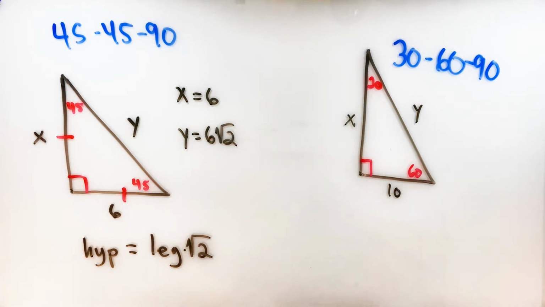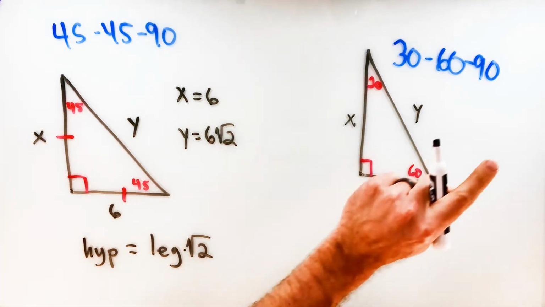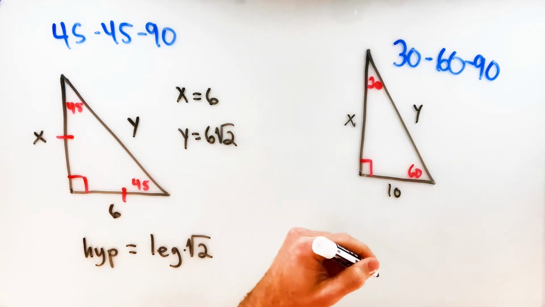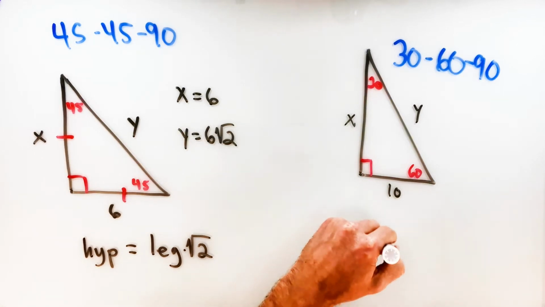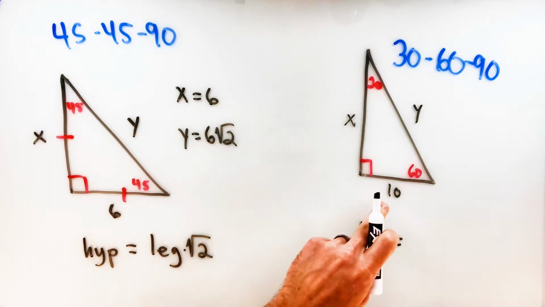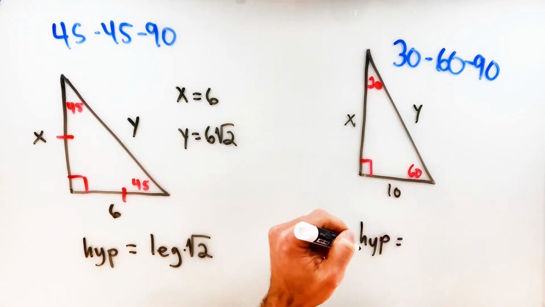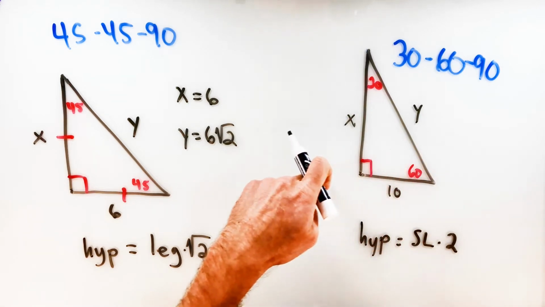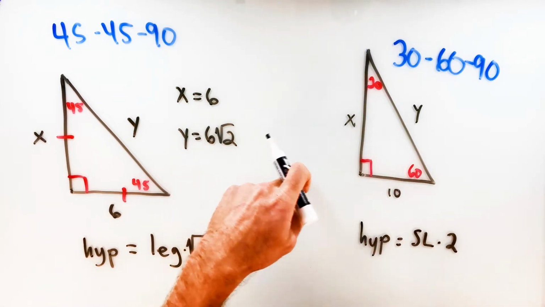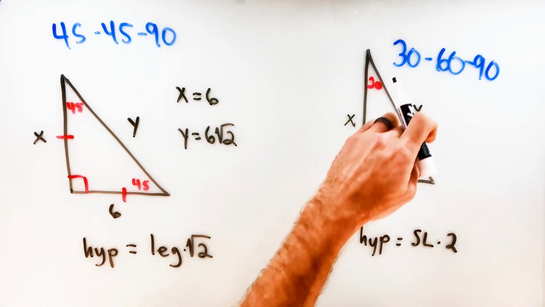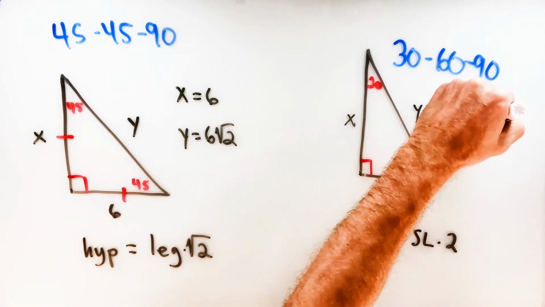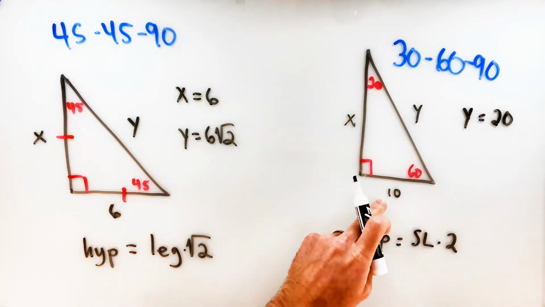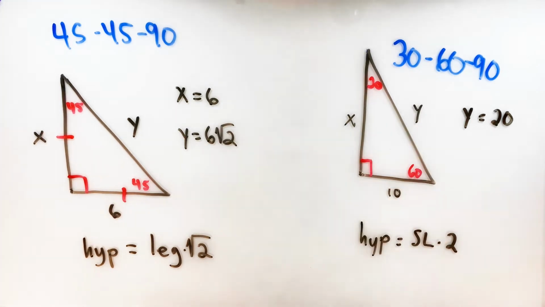So your rules for this one, if you don't remember, you can check that video right over there to give you the basics. But what we're looking at is to find the hypotenuse. All we have to do is take that short leg and double it. So the hypotenuse is equal to the short leg times 2. And again, that's because if the whole side of that equilateral triangle is known, that short leg is just half of it. So if I double that, that's going to get us the length of y, which is 10 times 2, that's 20.